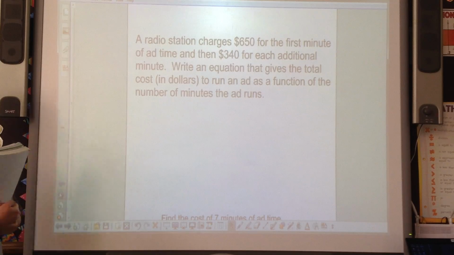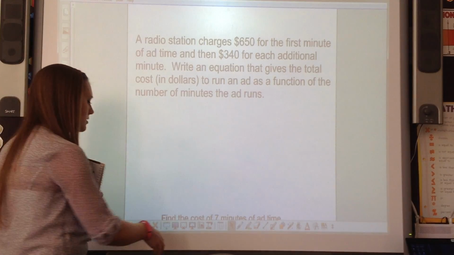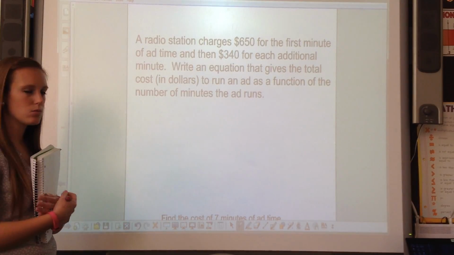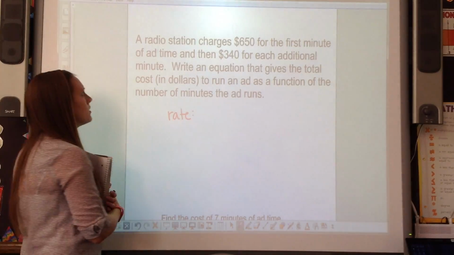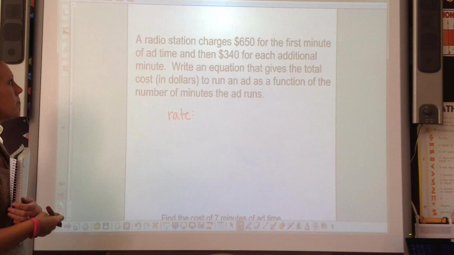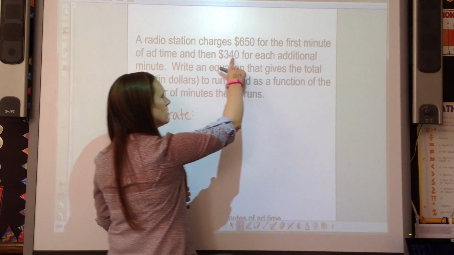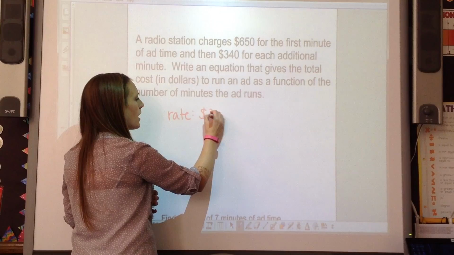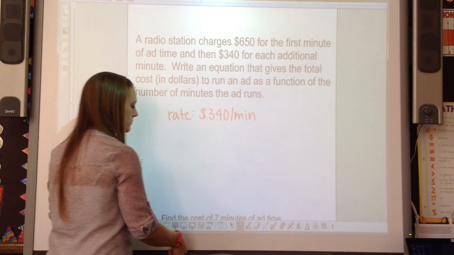Okay, so just like the last lesson, I think it's easier to start to point out what they give you. So let's start by looking at what the rate is, or what the slope is. A radio station charges $650 for the first minute of ad time and then $340 for each additional minute. So for each minute, it costs us $340. That's our rate.